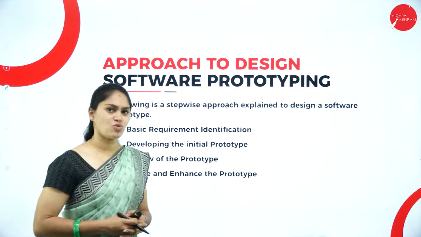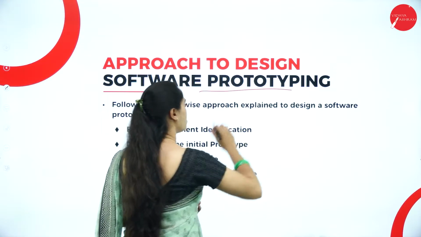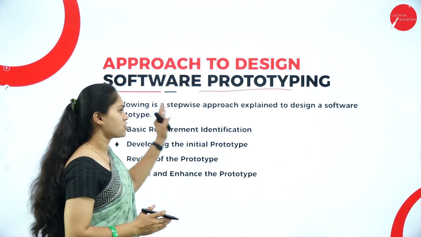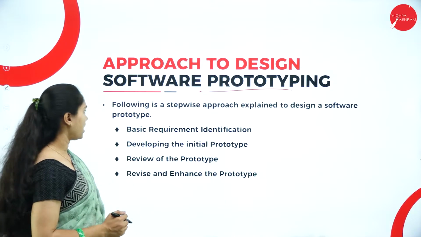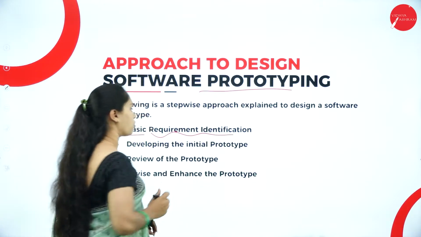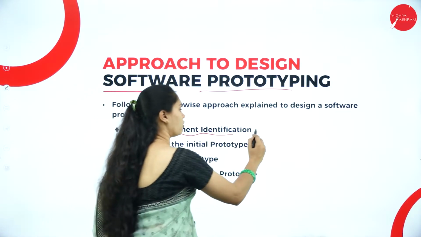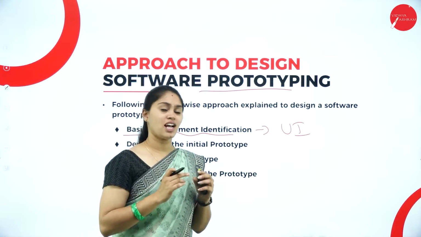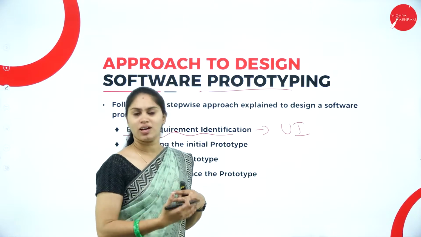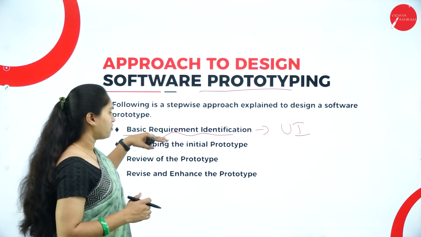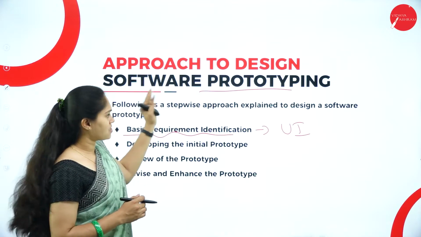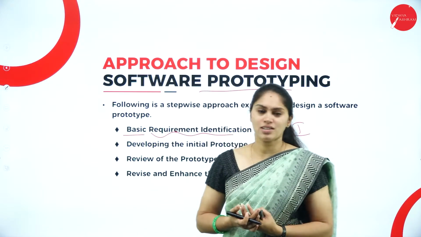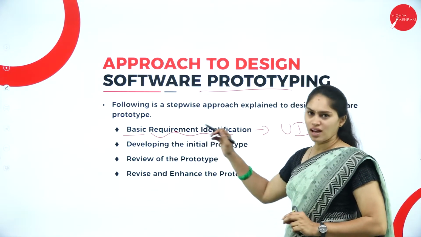Then, what is the approach we have to design this software prototyping? We have several steps or methods in order to design a prototype or any software prototyping model. First is basic requirement identification. In this, it mainly concentrates on the user interface: how the user interface must be, and how the user can interact with a system, product or project. That is what is identified in the first stage of the approach to designing software prototyping. Once they know how the user wants to see their project or product, based on that they do the prototyping.